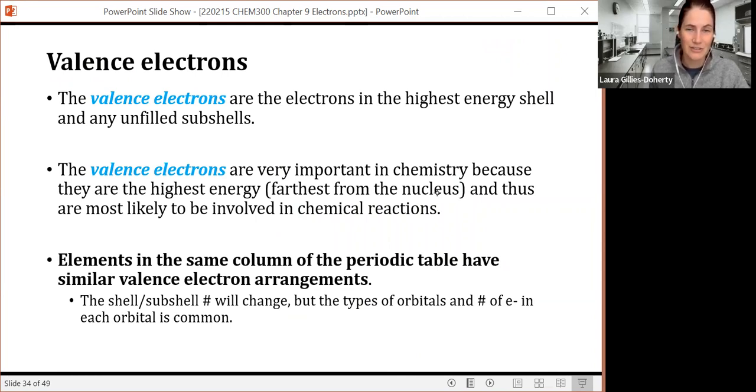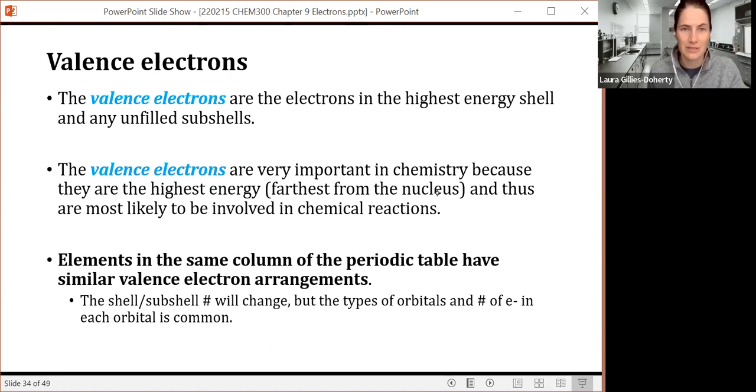The valence electrons are really special because they're the electrons in the highest energy shell and any unfilled subshells. These are really important. We're going to continue to talk about these throughout the class because since they're the highest energy electrons, they're in the farthest out shells. They have the most energy, and they're going to be the ones that are involved in chemical bonding and chemical reactions.